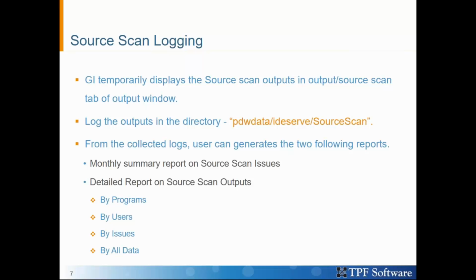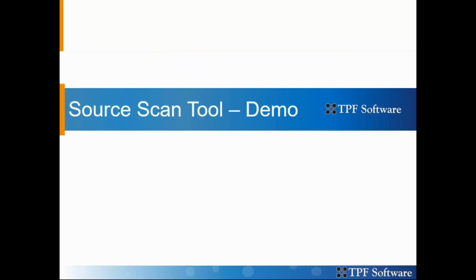And this detailed report we have customized based on the user's preferences, to display only the programs which faced this issue, or only the users who have faced this issue, or only the issues, or give all the data. So these are the two different types of reports that can be viewed from the source scan logs. Now we pass on to the demo.